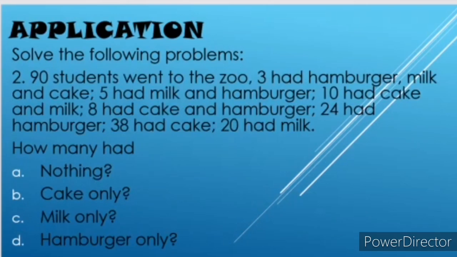The next question, the next problem number 2, 90 students went to the zoo. 3 had hamburger, milk, and cake. 5 had milk and hamburger. 10 had cake and milk. 8 had cake and hamburger. 24 had hamburger. 38 had cake and 20 had milk. How many had A. Nothing. B. Cake only. C. Milk only. D. Hamburger only. So, I'll give you enough time to answer this problem. So, kung gusto ninyong sagutan, pwede nyong i-pause yung video for a while.